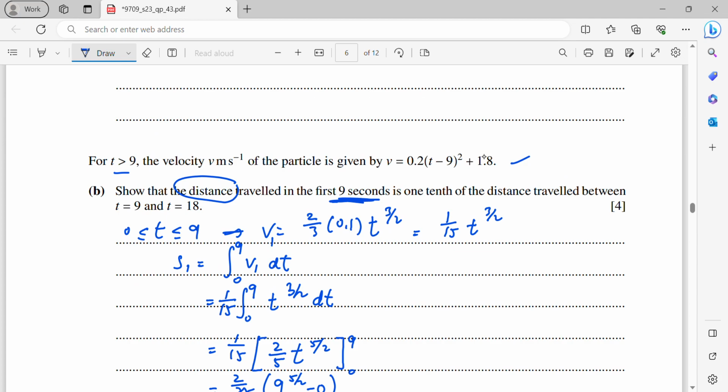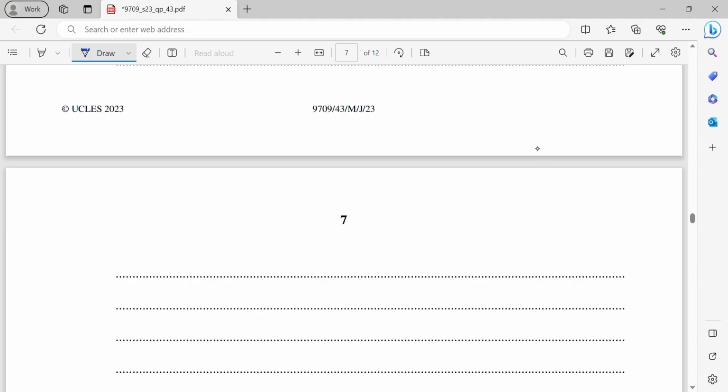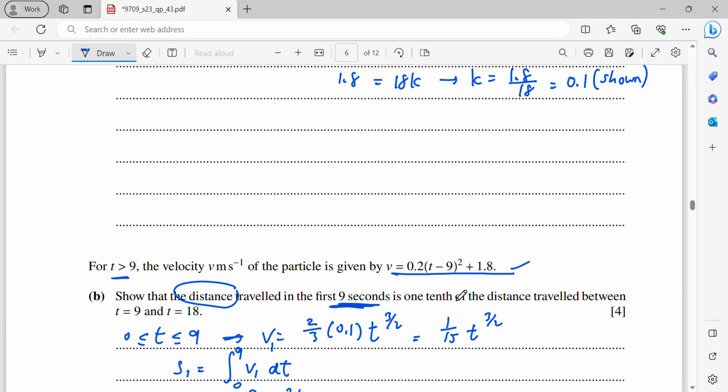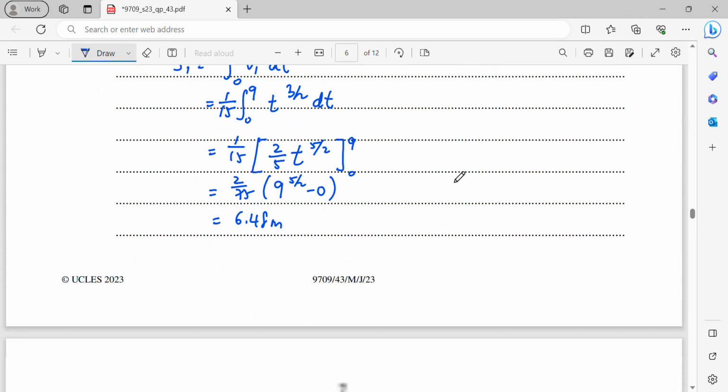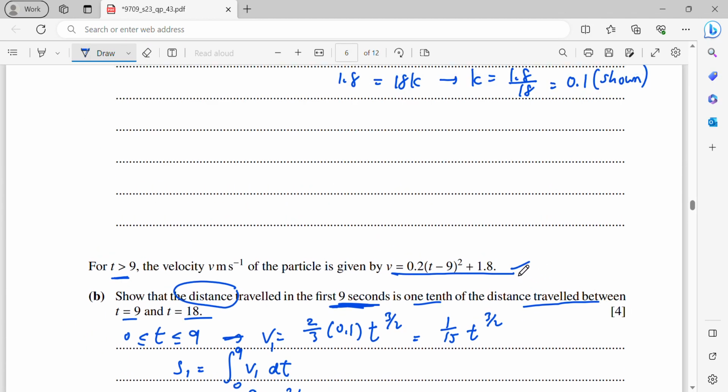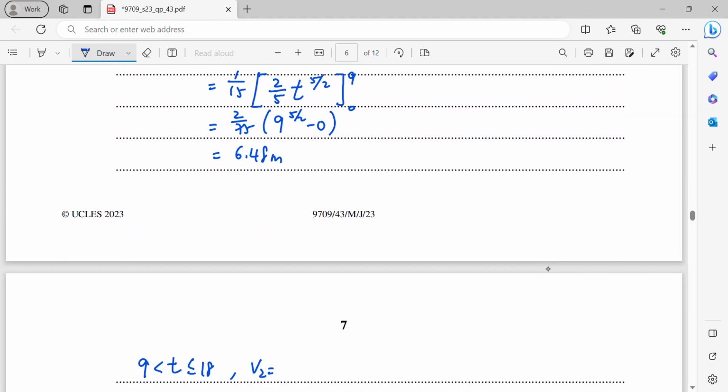Now for the S2, this is the V. So I will just copy this back. From 9 onwards, or it is from t more than 9. Okay, now you need to find the distance that is 1/9 of the distance traveled between 9 and 18. That means here I will change to 9 and 18. So now my V2, I will just copy from the given V here. Right, so 0.2 times (t minus 9) squared plus 1.8.